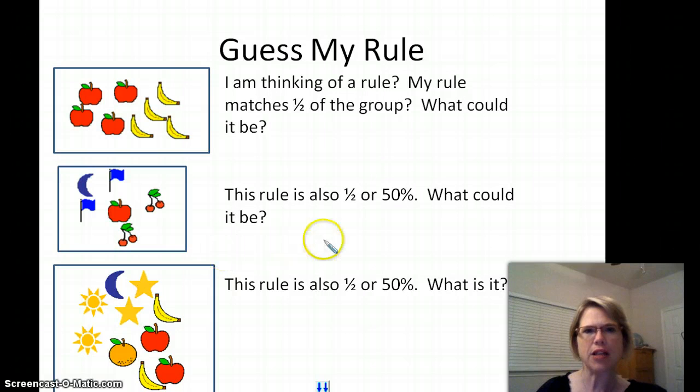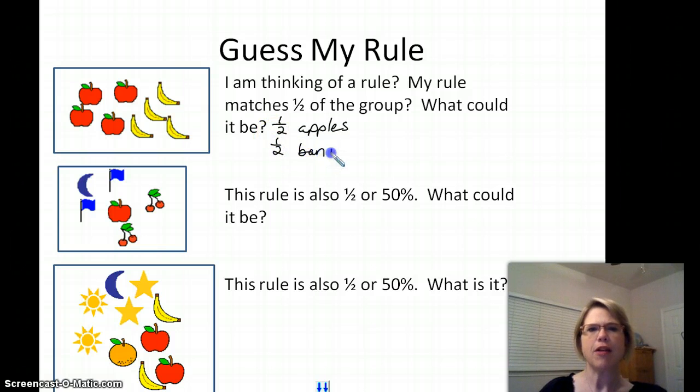Okay, so today we're first going to start with Guess My Rule. All of these rules that you see with these pictures are all 1/2. So we're going to take a look at the first picture with the apples and the bananas. It says, I'm thinking of a rule. My rule matches 1/2 of the group. What could it be? Okay, so this one's pretty easy, right? You would probably say, well, 1/2 are apples. You could also say 1/2 are bananas, right? So that's kind of how Guess My Rule is played.